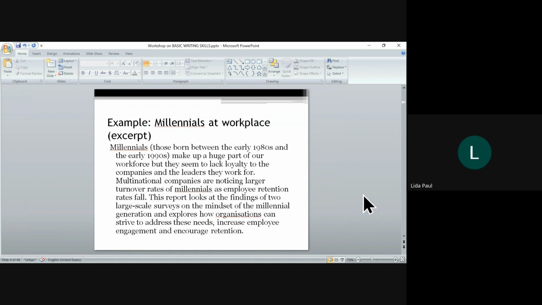Correct. So it's basically an addition to the claim that is being made. The sentences give you additional information plus the reasons for the claim made in the topic sentence, which is they lack loyalty to the companies and the leaders they work for, right? And it's about the millennials. Millennials is your topic, and they make up a huge part of our workforce, but they seem to lack loyalty to the companies and leaders they work for is your main idea. Take care, right? Now, how do we come about with this?